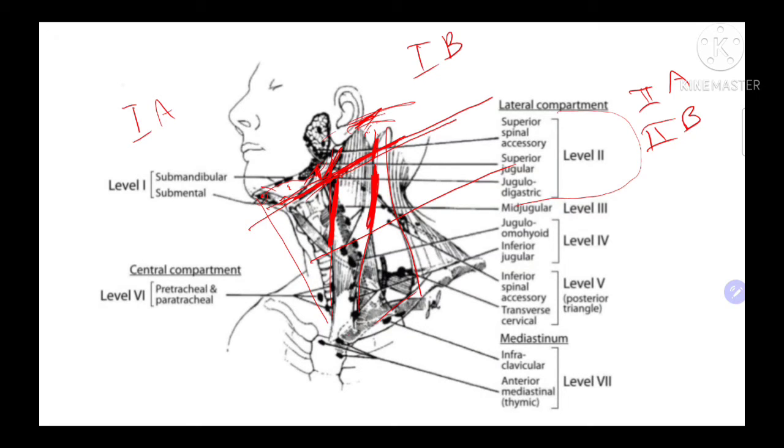3A, 3B, no. Level 4. Superiorly, we're going to have the inferior border of the cricoid cartilage. Again, here you see the limit of one is also the limit of the other one. Okay, so we say superiorly the inferior border of the cricoid cartilage. Inferiorly is the level of the clavicle. Here, the clavicle. Anteriorly, we have the anterior border of the sternocleidomastoid muscle.